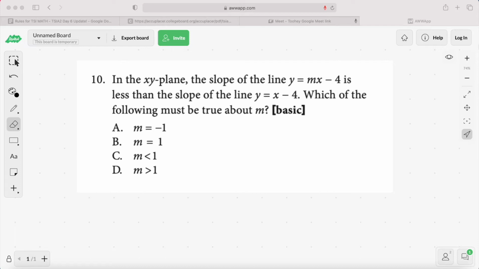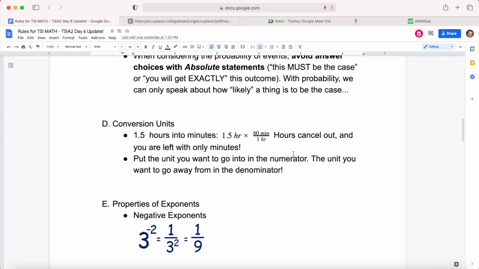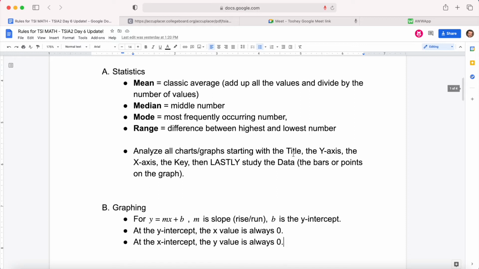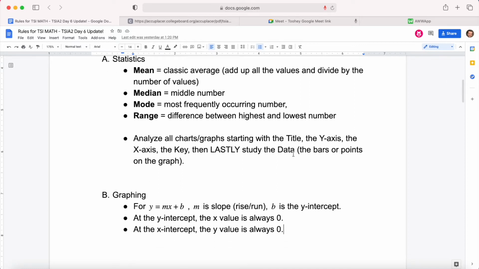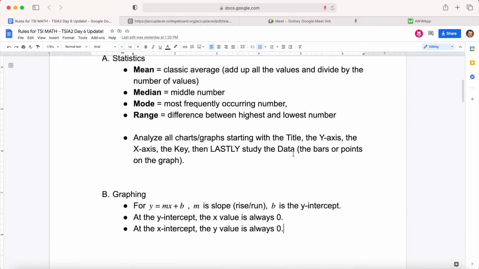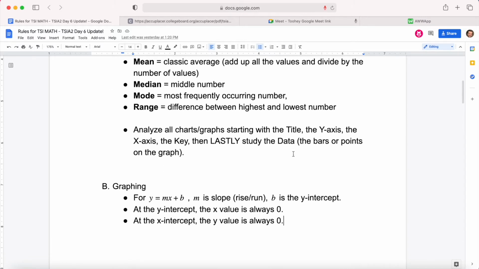Let's start at the beginning. I do have a section of this in the rules for TSI Math. I don't think I had to update this too much. Let me see if we can find it. There we go, graphing. Go to Basic Concept B on the rules for TSI Math, and go ahead and read that first bullet point. For y equals mx plus b, m is the slope, rise over run. b is the y-intercept. Okay, let me make that really, really clear.